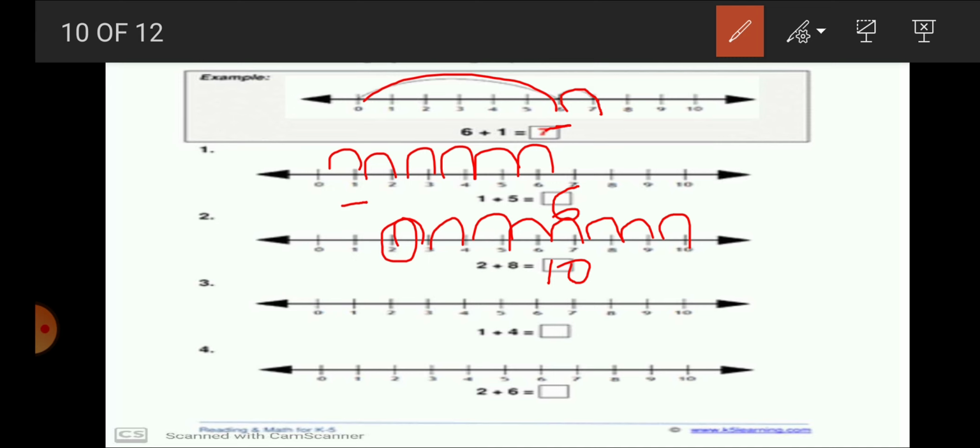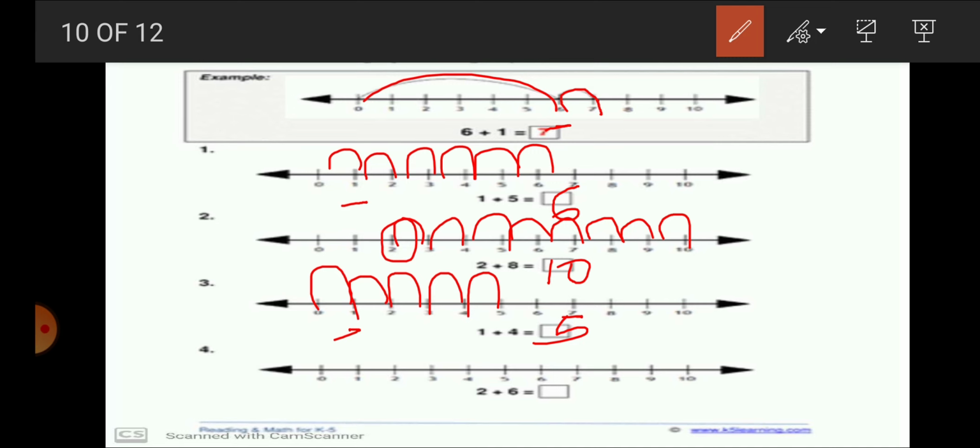Next is 1 plus 4. So what should we do? First of all, find number 1 on the number strip. Where is number 1? Here is number 1. Okay, stand there. After number 1, what should we do? We have to move 4 steps forward on the right side of the given number. Let's do it. Start counting. 1, 2, 3, 4. Where do you stop? Yes, at number 5. So 5 is our answer.